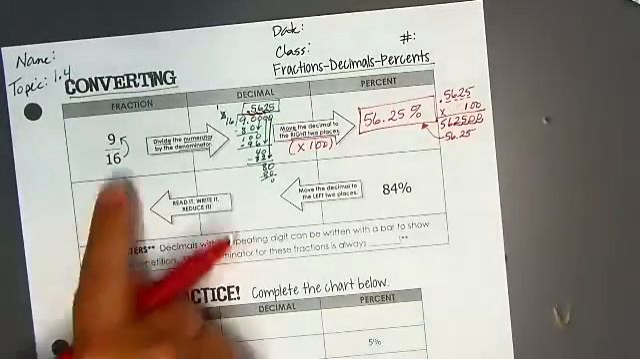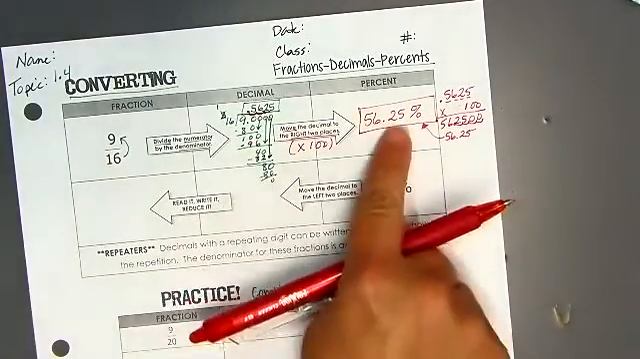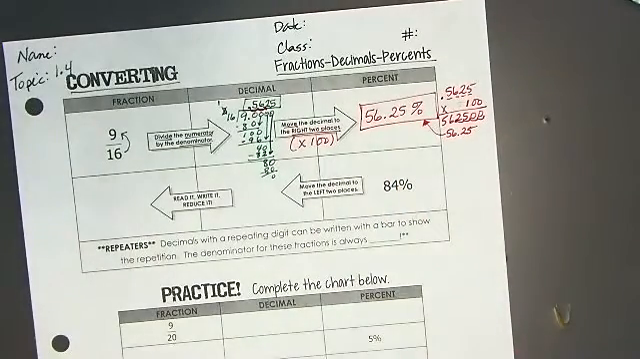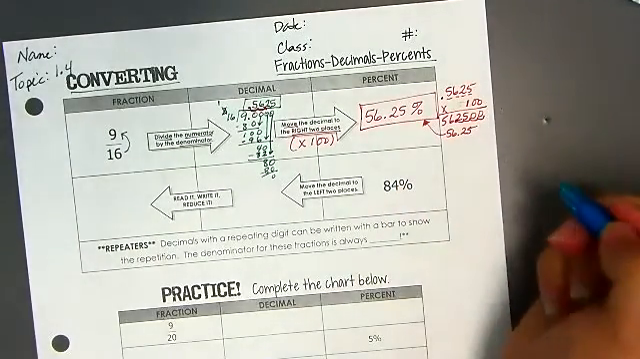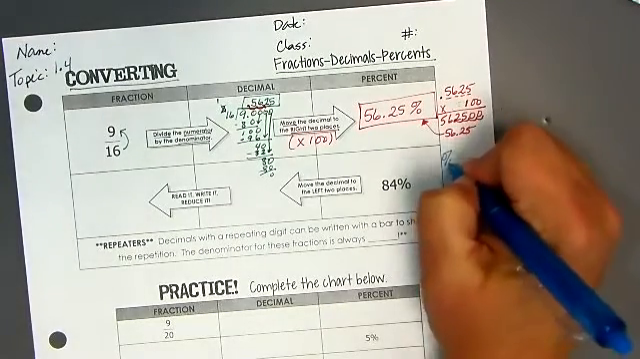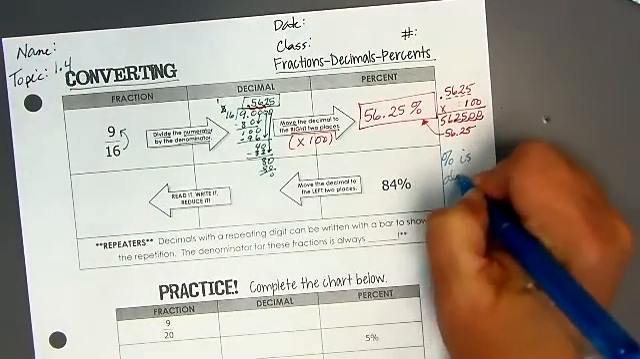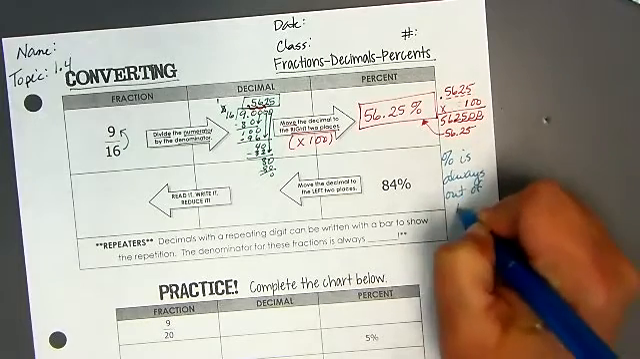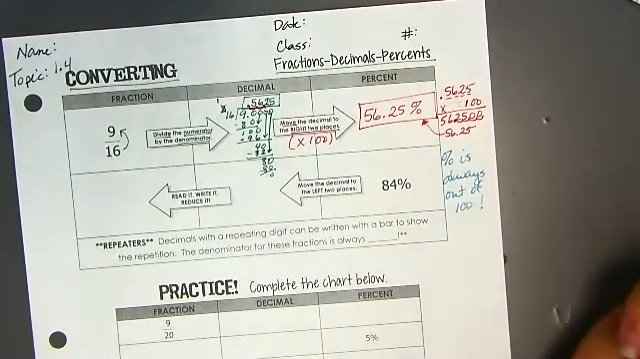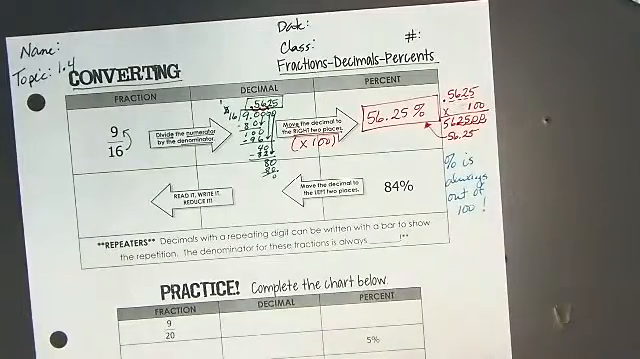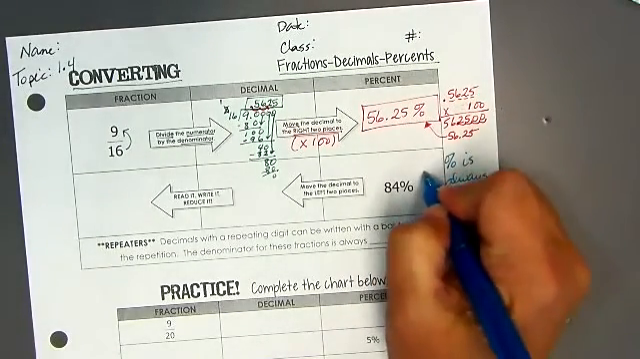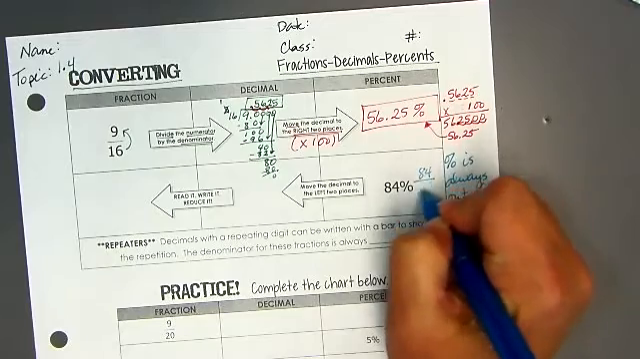That was moving from a fraction to a decimal to a percent, or you can think of it from a decimal to a percent. Now we're going to start with the percent and move backwards. Well, the thing to remember is percent is always out of 100. Okay, so now that means I can automatically say 84%, that means 84 over 100.